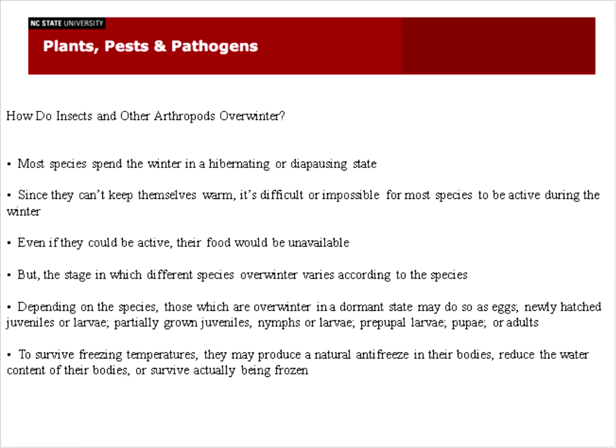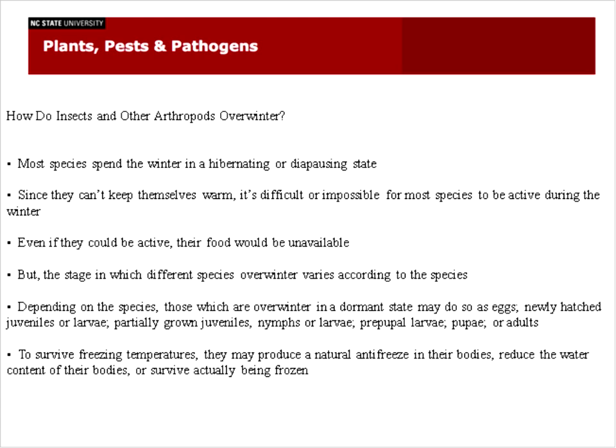Okay, now I want to move on to how insects and other arthropods deal with winter, especially those that overwinter. Most species of arthropods spend the winter in a hibernating or a diapausing state, and diapause is the term we use when insects are in a resting state. It could be in the summertime, it could be in the winter. It's when they're dormant, waiting for an environmental cue to trigger them to break the diapause and begin developing.